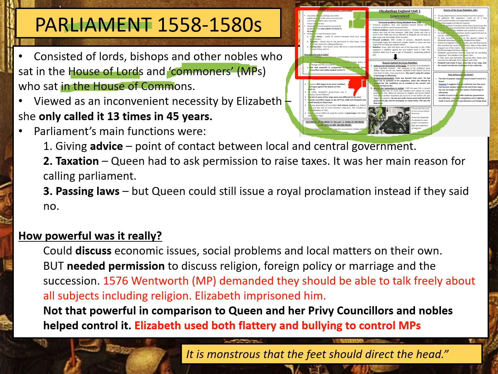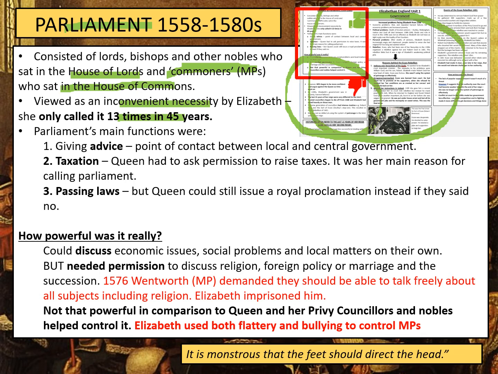Now, Elizabeth didn't really like Parliament at all. She viewed it as a necessary evil or an inconvenient necessity, and we can see that by the fact that she only called it 13 times in 45 years. Now, it was a key branch of her government, but not one that Elizabeth liked to rely on because she couldn't always ensure the loyalty of these people. Instead, she preferred to put her trust in her Privy Council, who were responsible for the day-to-day running of the government.